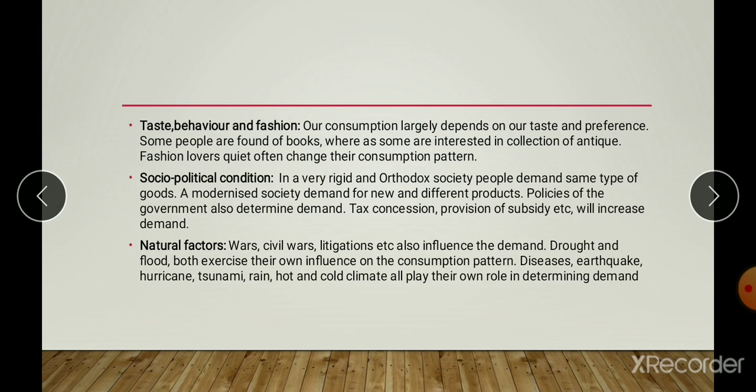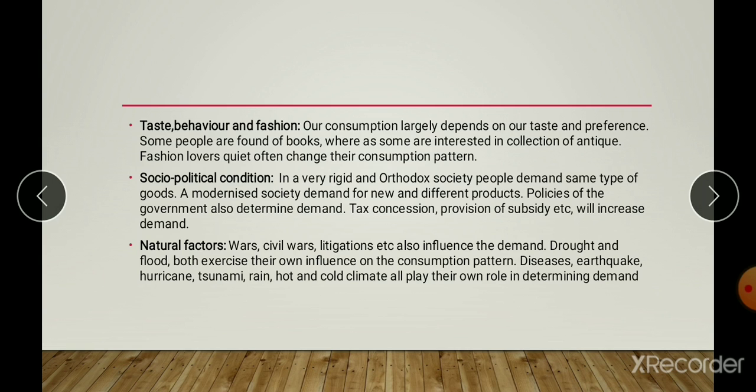And the next one is natural factors. Climate is responsible for our food habits, dress and shelter. Wars, civil war, litigation, etc. are also influencing the demand. Drought and flood also exercise their own influence on the consumption pattern. Disease, earthquake, tsunami, rain, hot and cold climates all play their own role in determining the demand.